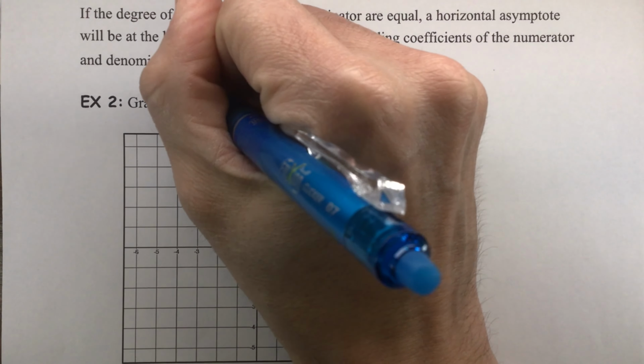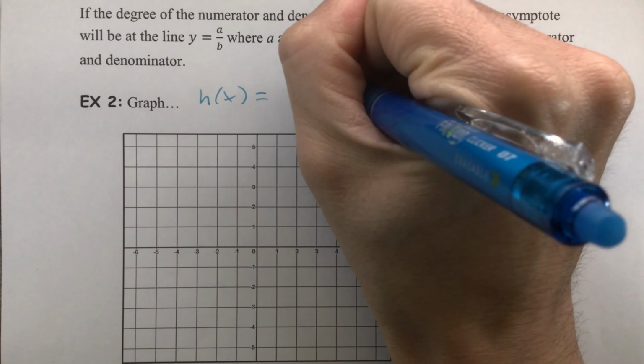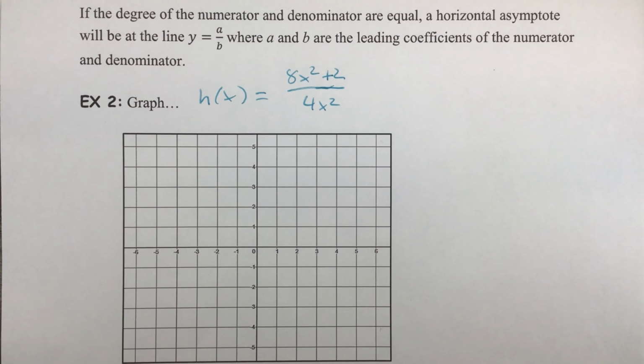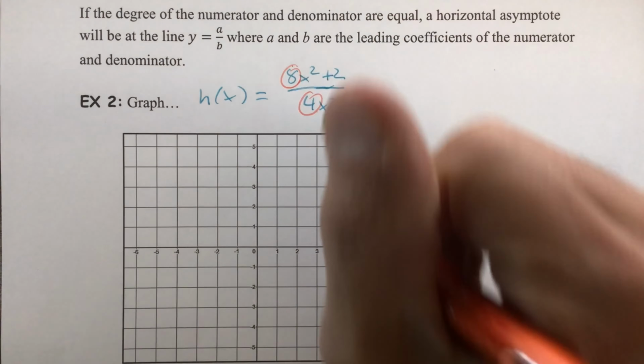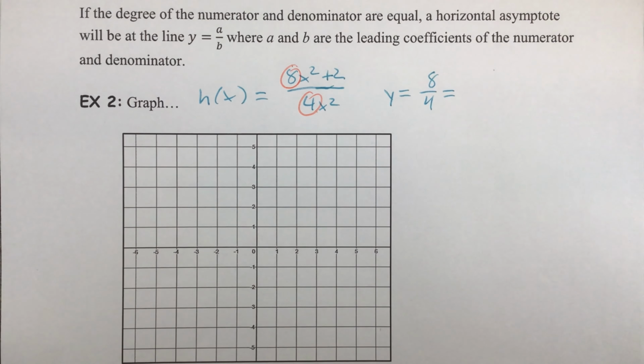Let's think back to h of x. H of x is equal to 8x squared plus 2 divided by 4x squared. The degree of the numerator is 2, the degree of the denominator is 2. They have the same size degree. So there is going to be a horizontal asymptote. It's going to be at y equals a over b, where a and b are the leading coefficients. In this case, that would be the 8 and the 4, which is going to reduce to 2. So we have a horizontal asymptote at y equals 2.